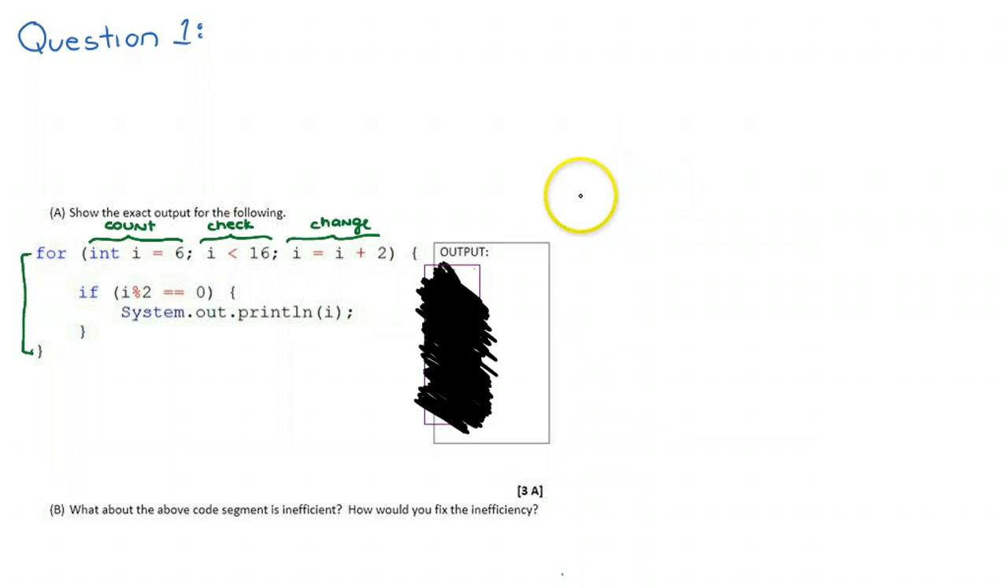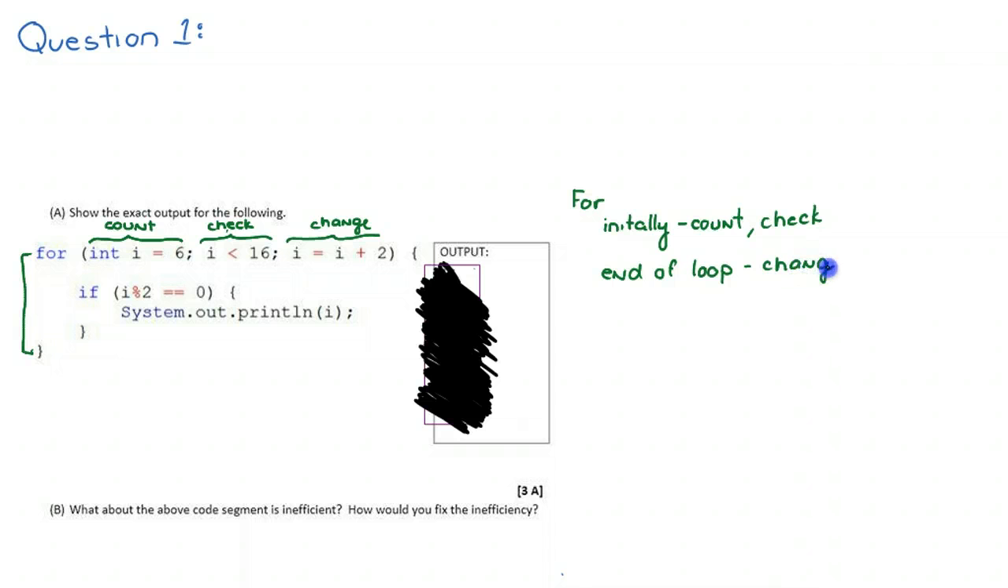So it's important to remember with for loops that when it first reaches the for loop, we initially execute the count and then the check. So the first time we get there, we set the counter, we check if it's true. If it's true, it executes. If it's not, it skips. And then at the end of the loop, we do the change and then followed by the check again. So let's work through this one just to make sure we understand.